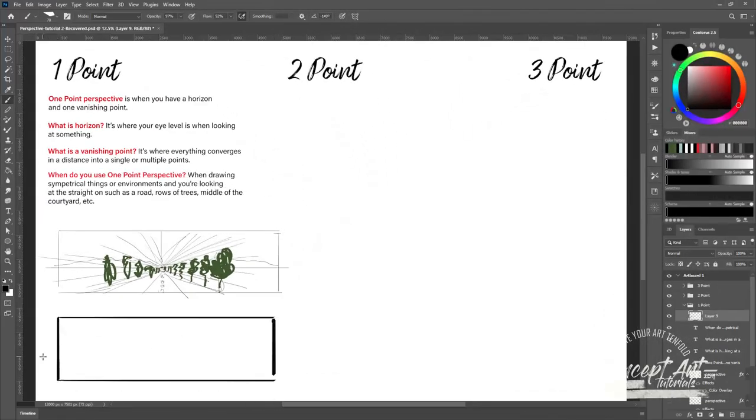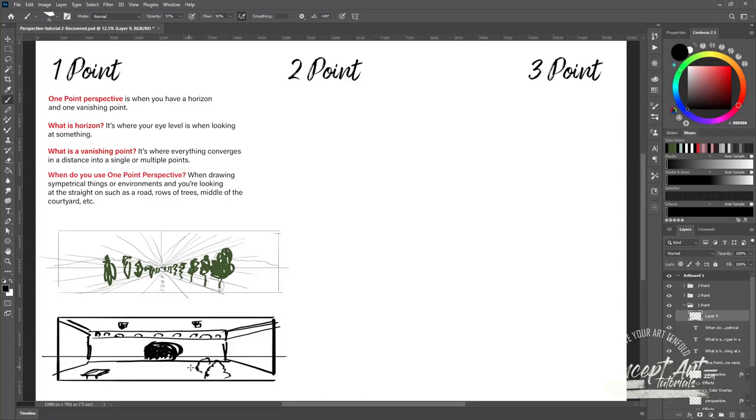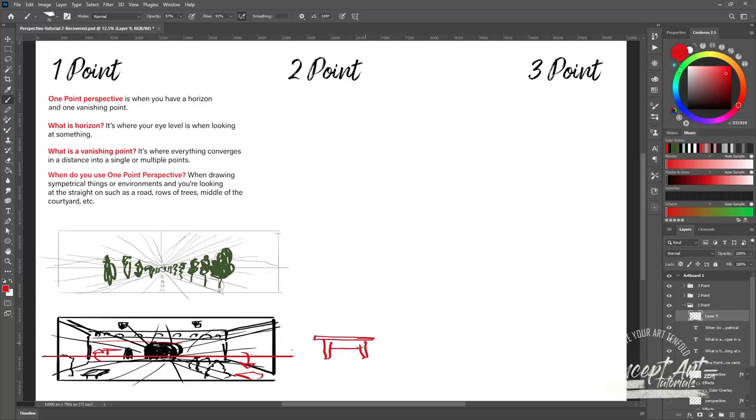Second option, would be kind of like a courtyard. You have an arch right here, like an entrance, right here's the wall. Anything that's below the horizon line, you'll be seeing top parts of objects. Anything that's above this horizon line, you will be kind of looking up, you will see the bottom part of the object.